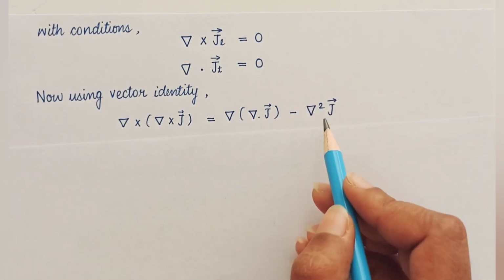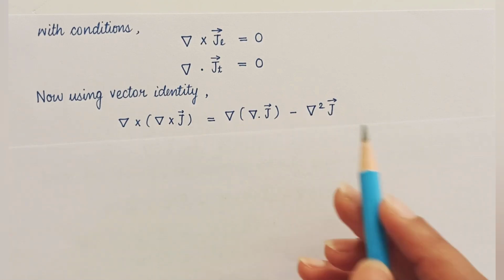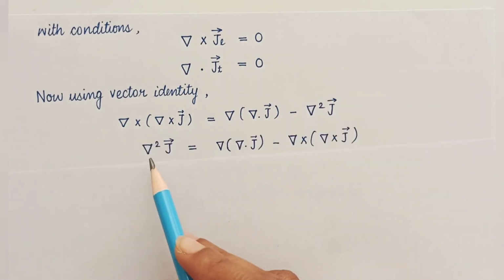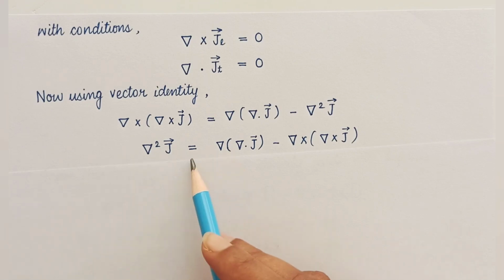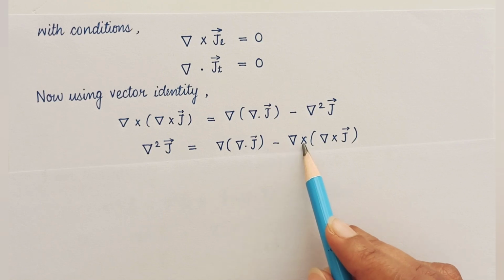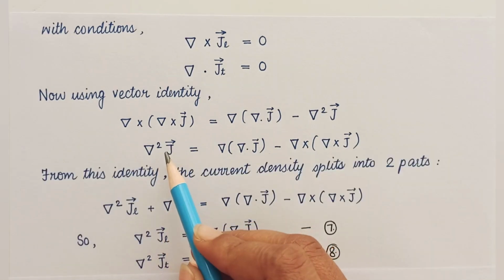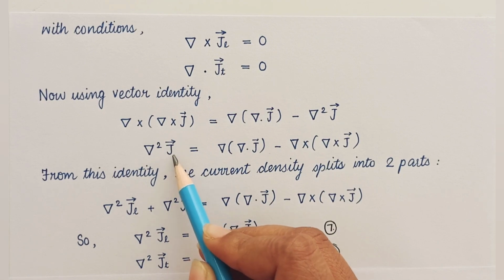Now simply we are going to carry this term over to the left hand side and this to the right hand side. So it can be written as del square J is equal to del dot J, this term over here, that is minus del cross J.